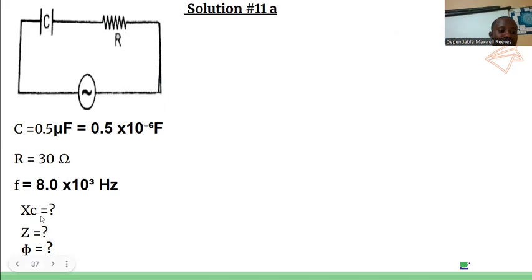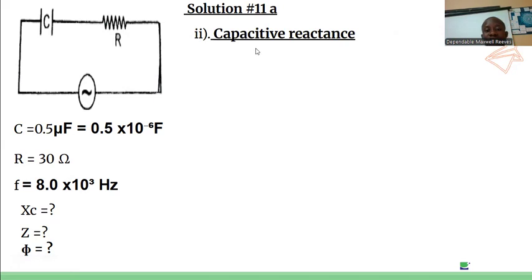So finding XC, we know that the capacitive reactance XC is equal to 1 divided by omega times C, where omega is equal to 2 pi F. So it's 1 over 2 pi F times C. This is the formula we can use to calculate the capacitive reactance. Don't forget about this formula. It is for alternating current.